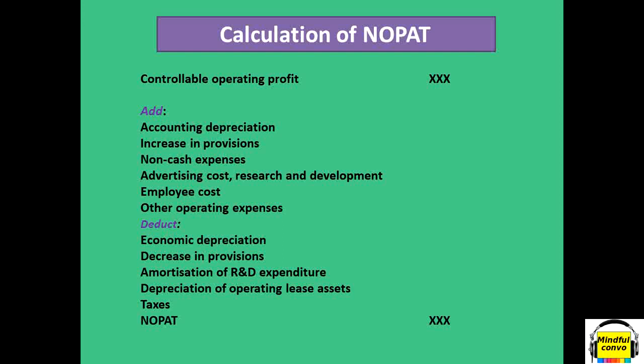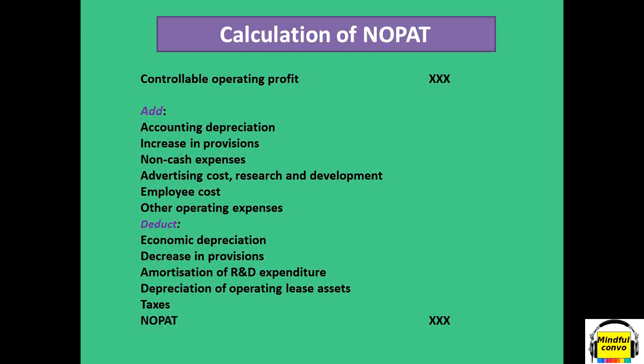So here we should not take those expenses which can't be controlled by the division or which are not related to the division. If they are just related to the head office and have nothing linked with the division, then you have to eliminate those things. That is the significance of the word controllable written here. Otherwise, you can just take the operating profit if there is no other information in the question.